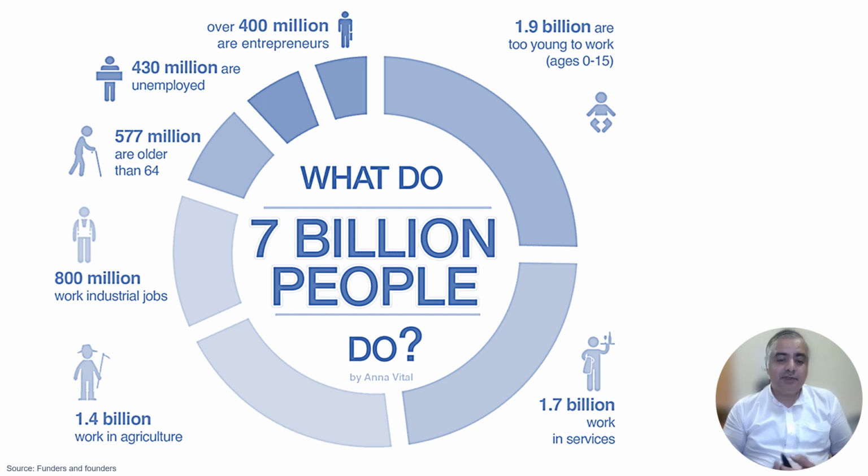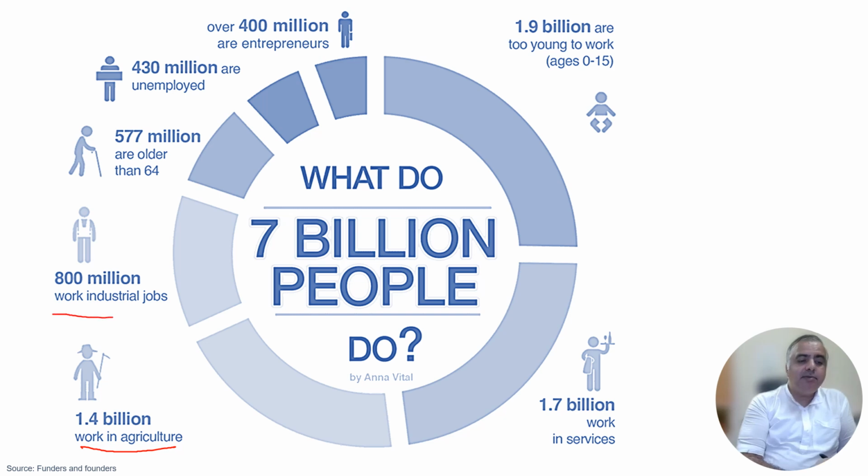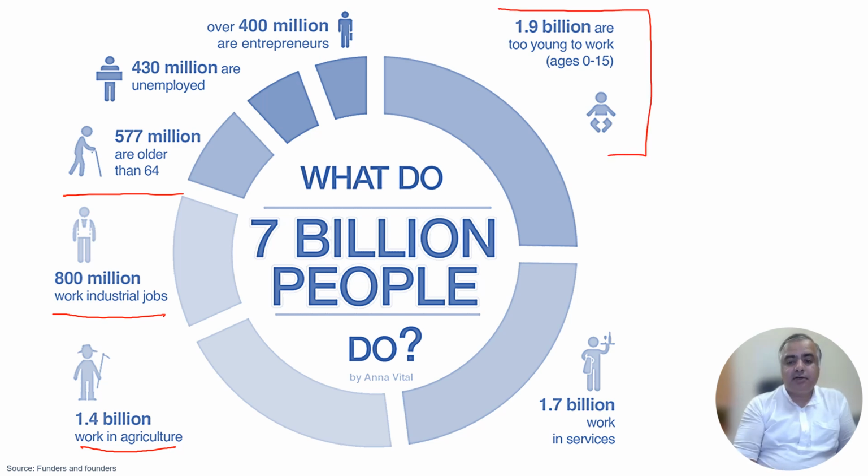As we move forward, on the basis of occupation, on the basis of their work position, it is crucial to see how the world is divided here. And here we are talking about what the 7 billion people of the world do. It says 1.4 billion people work in agriculture, 800 million work in industrial jobs, 577 million are older than 64, and approximately 2 billion people are too young to work, which we would group in the category of dependent population.